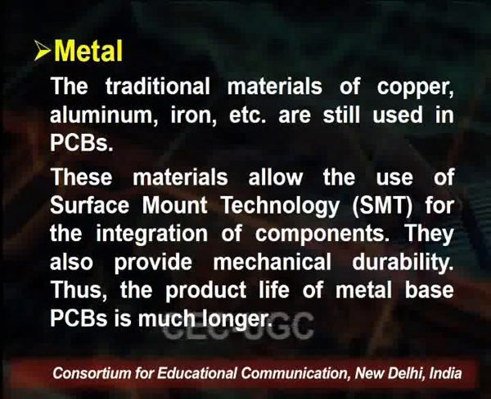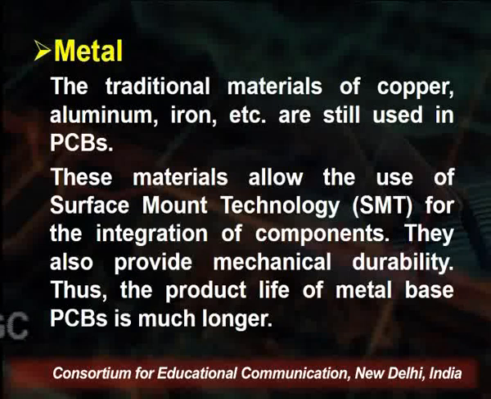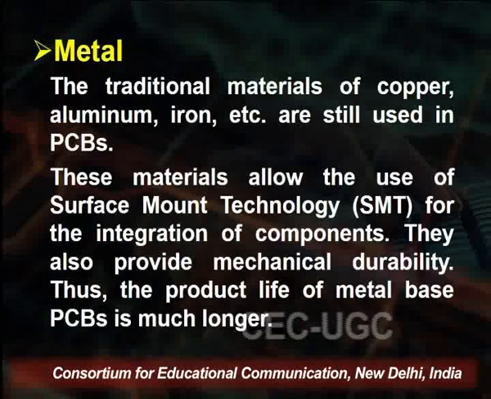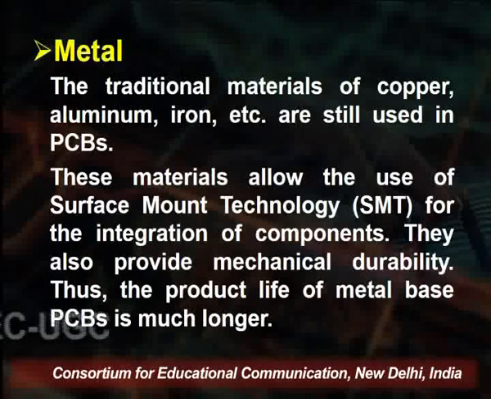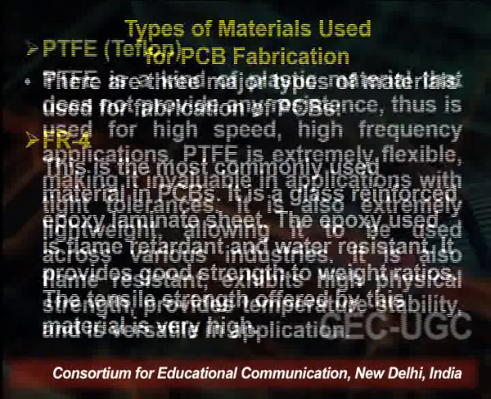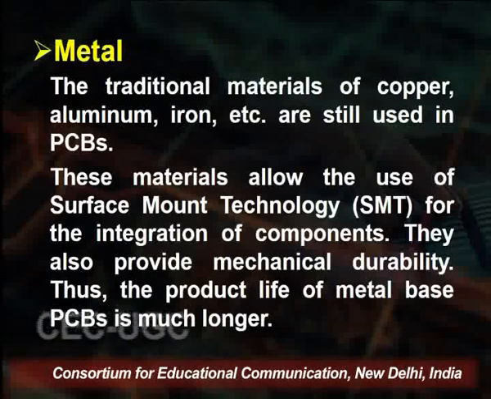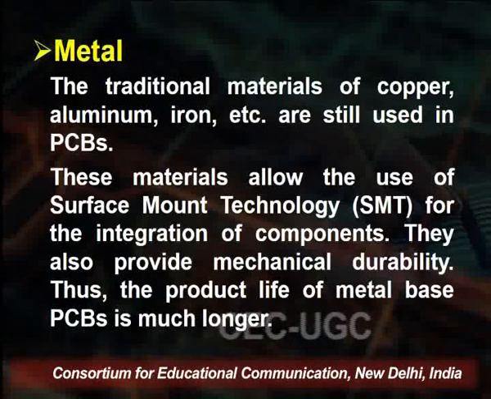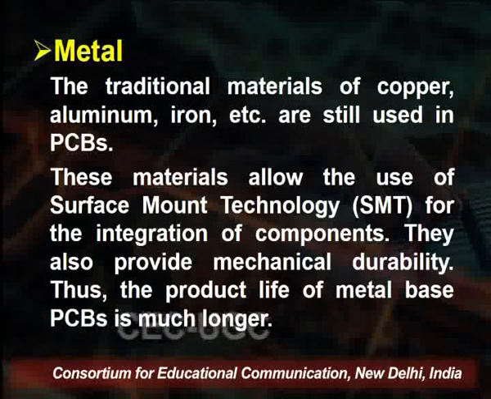technology. The most commonly used materials are copper, aluminum and iron, and they also provide mechanical durability. Thus this material is used, and the product life of this metal based PCB is much longer as compared to the other material. So three materials we use in the fabrication of the PCB. One is FR4, second is Teflon, and third is metal. These three materials are used for the fabrication of PCB, and all have their own application, and according to the need we prepare the PCB by using the particular material.